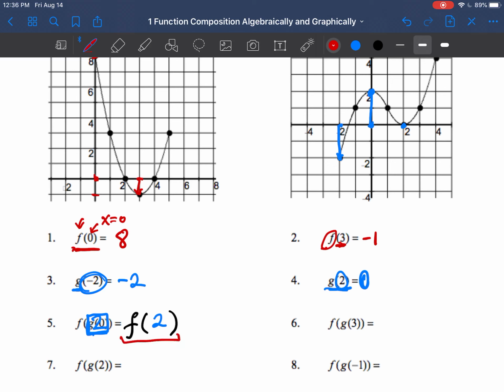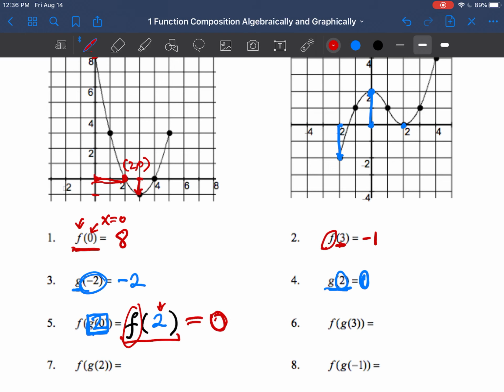And so in order to do that, we go to the f function over here, and we go to where x is 2, because that's our input. And when x is 2, the output is 0. That's the point 2, 0. And so f of g of 0 is 0.